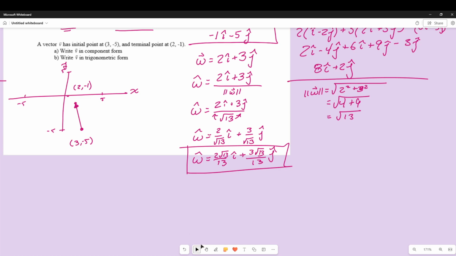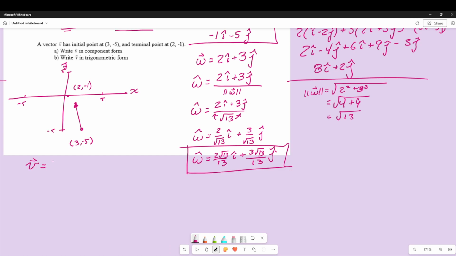And if we wanted to, imagine we're going to be writing it in standard position, so we're going to be pretending it's over here. The nice thing about drawing even a quick little diagram is it gives us an idea of the kind of angles and kind of magnitude we should be looking for. But anyway, write it in component form.